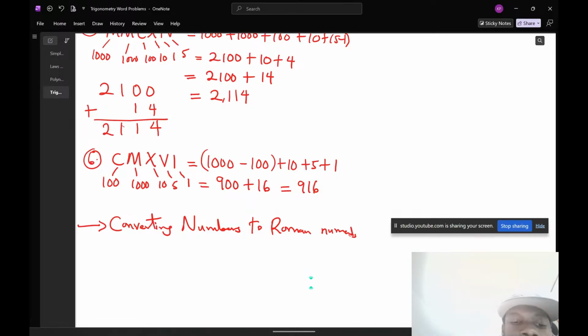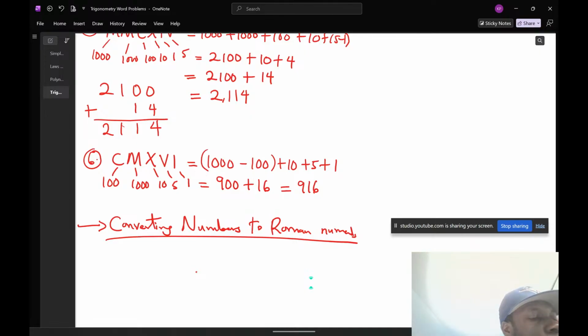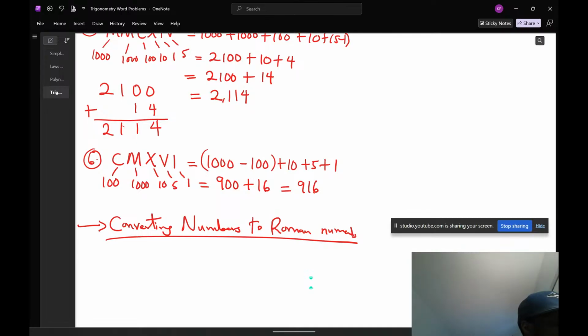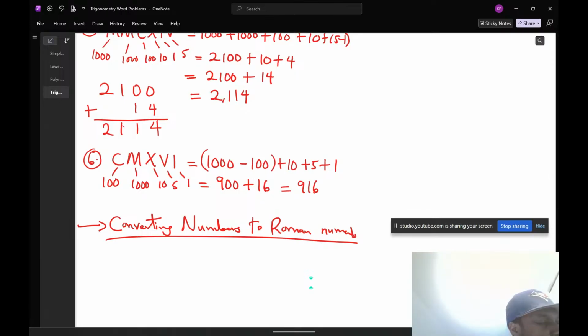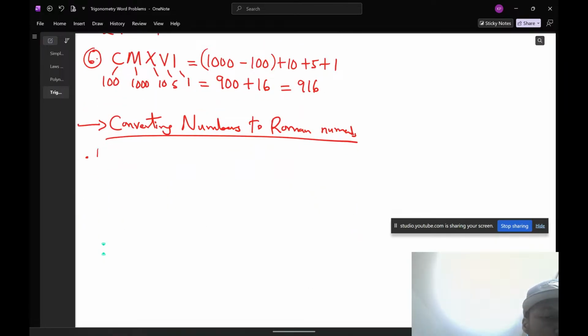Yeah. So now we want to do converting numbers to Roman numerals. So we'll be doing, I'm just trying to look for the examples that I want to use. So converting numbers to Roman numerals. Okay. So the first number I want to use is 16. Let's do 16. Let's find the Roman numeral of 16.